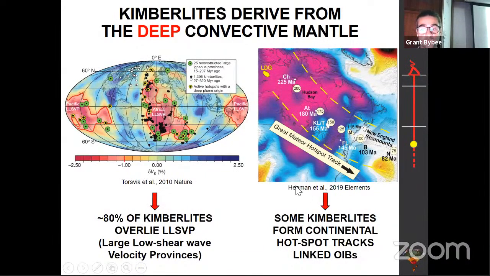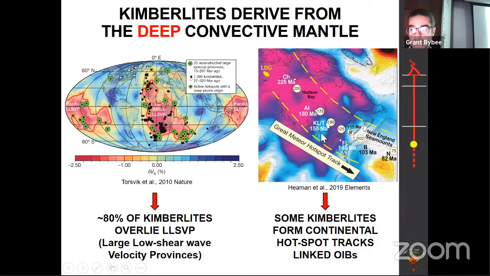Actually, the original idea is from Larry Heaman and Bruce Kjarsgaard in 2000, where they dated kimberlites along in northeastern North America, and they found an age-progressive track, which then continues into the North Atlantic, where it generates the New England seamounts, including some islands above sea level. What they suggested is that the kimberlites along the Great Meteor hotspot track and the New England seamounts are related to the same mantle plume on top of which the North American plate was just trailing.